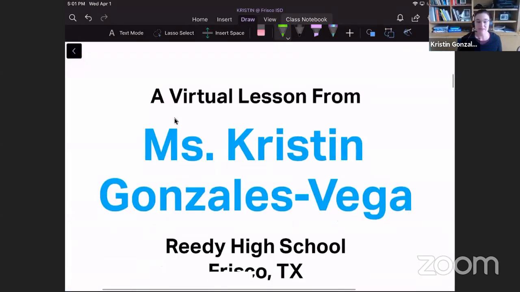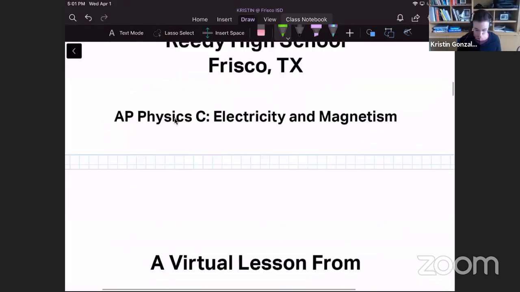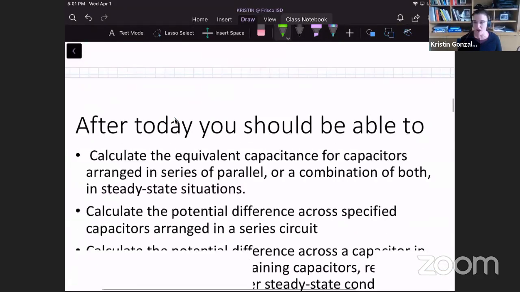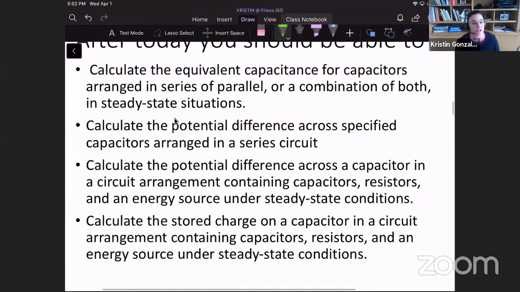So again, my name is Kristen Gonzalez Vega, and I am working tonight with Mr. Roger Siegel, and we are going to go through our objectives. After tonight, you should be able to calculate the equivalent capacitance for a set of capacitors, both in series or parallel, or a combination of both.